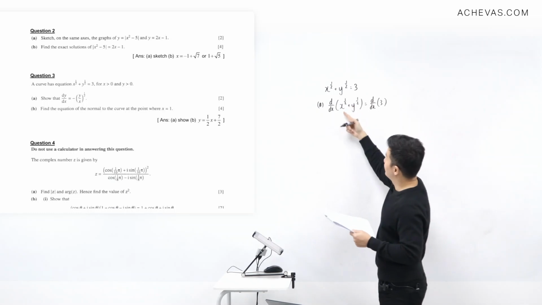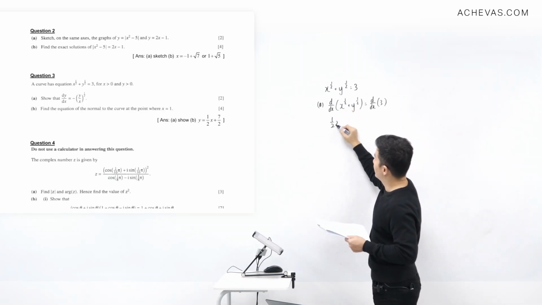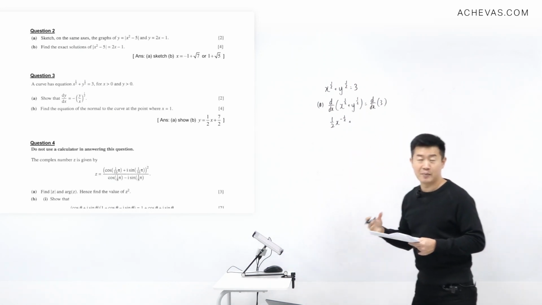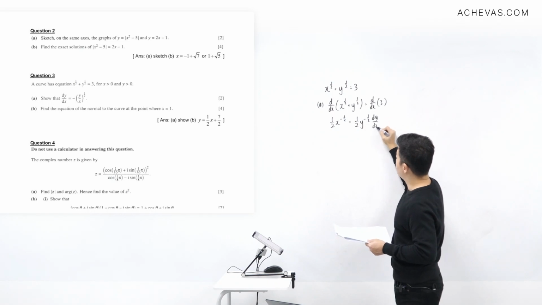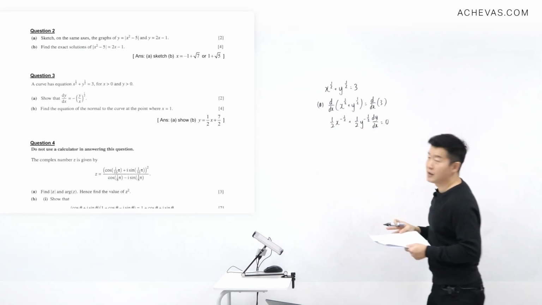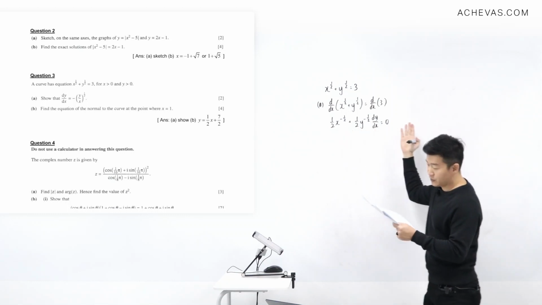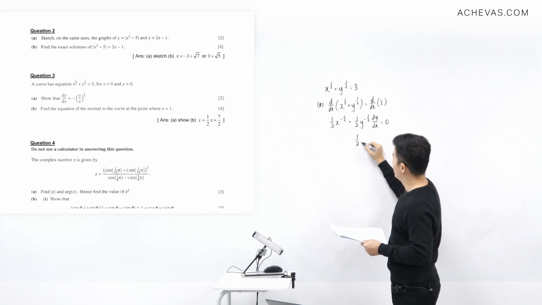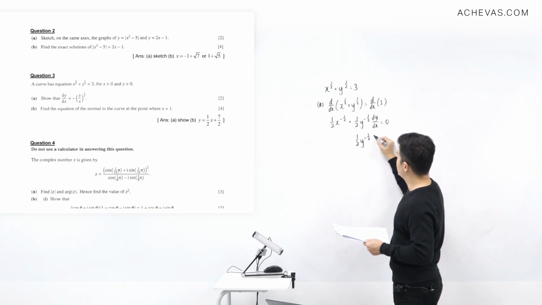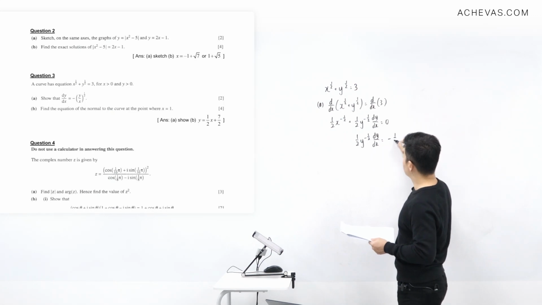So on the left-hand side, differentiating this, we will have a half x to the power of minus half. Differentiating this, we are going to apply implicit differentiation. So it's going to be half y to the power of minus half dy/dx. This is equal to 0. Let's bring this over to the right-hand side. So on the left-hand side, we will have a half y to the power of minus 1/2 dy/dx. This is going to be equal to minus half x to the power of minus 1/2.